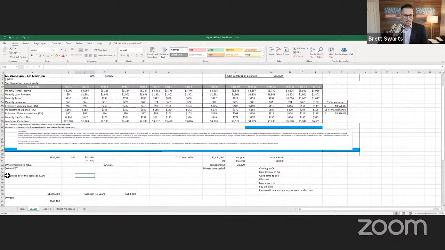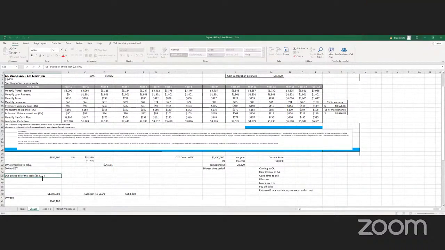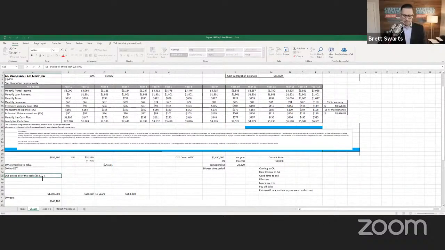Okay. In this scenario, oh, actually, let me adjust this, right? Because in this scenario, we didn't put up all cash. Warren, what kind of down payment do you want to put down? Do you want to put down 20%? 20 and 25%. Okay. So 354,900. Let's just do 25%. So it's 88,000.